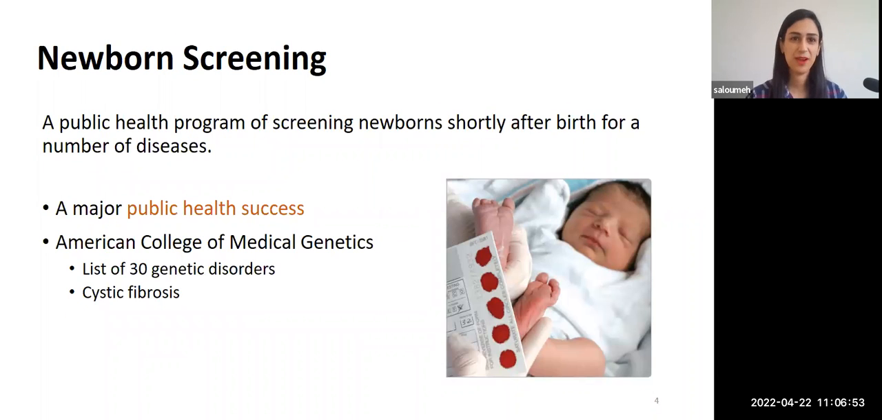So let's talk a little bit more about newborn screening in the United States. Newborn screening has been a major public health success in the United States, saving lives and preventing disabilities in thousands of babies every year. Each year, millions of babies go through screening tests for a number of diseases, but this number differs among different states. The American College of Medical Genetics recommends a list of 30 genetic disorders, but each state has its own panel. Each state screens newborns for different types and different numbers of diseases. But cystic fibrosis is included in the screening panel of all the 50 states in the United States.